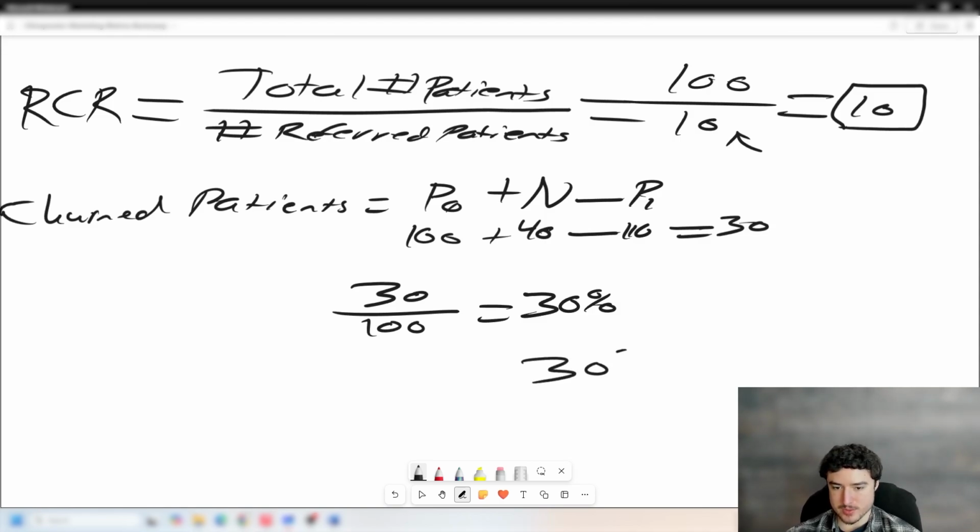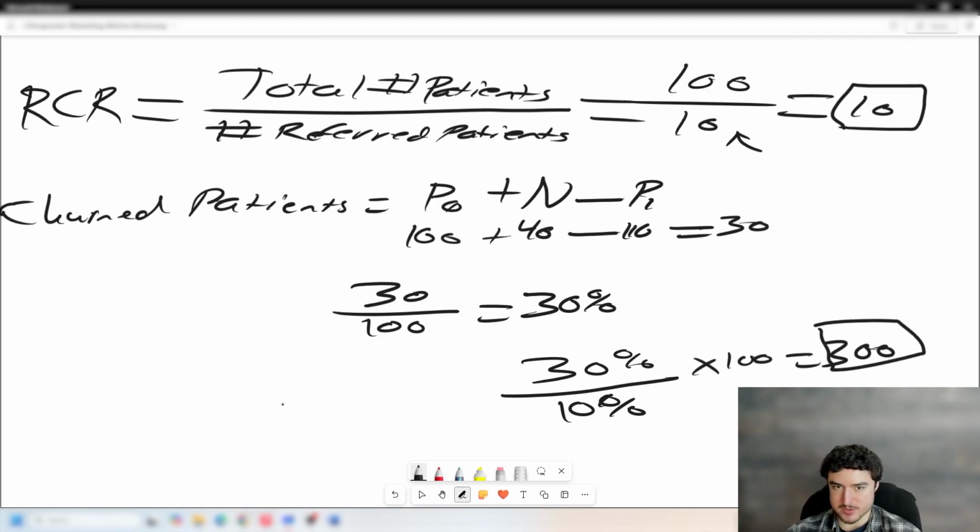So we would then take our churn ratio over here of 30%, and we would divide that by 10%. And then we're just going to multiply it by 100. And so this gives us 300. Basically, our critical mass of patients in this specific example is 300. So we need 300 patients in order to offset the number of patients that are leaving the practice each year. That's if we were only going to do it off of referrals.